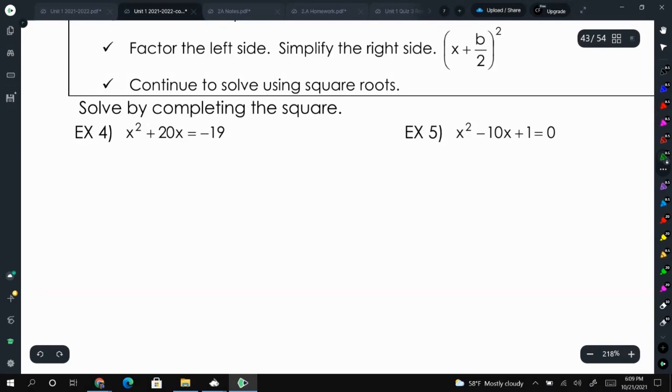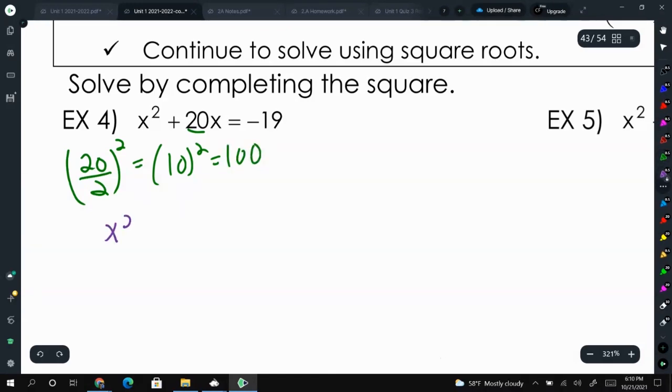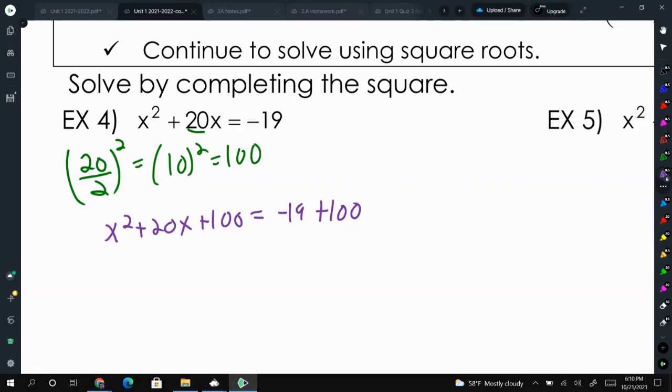Then what we're going to do is we're going to take our b value, which is 20. We're going to do 20 divided by 2 squared, which is equal to 10 squared, or 100. We're going to take that 100 and add this to both sides. And we can do that because we're just adding the same thing to both sides. It's not going to cancel anything off.